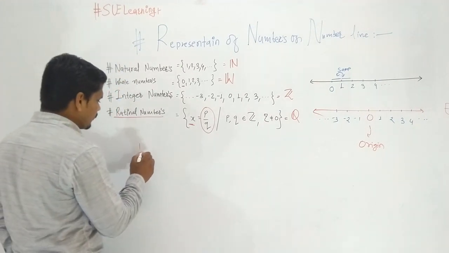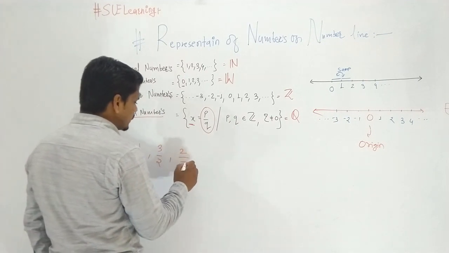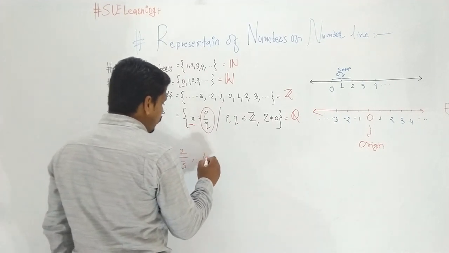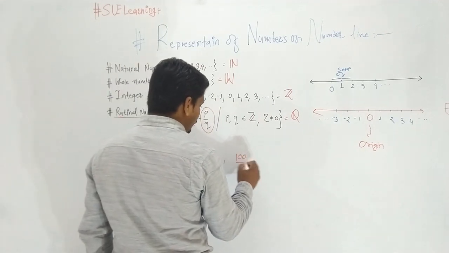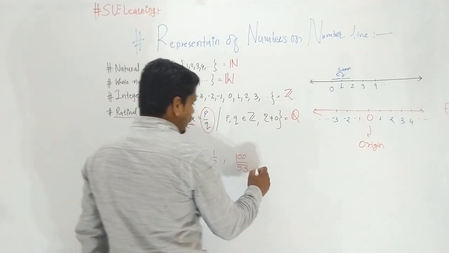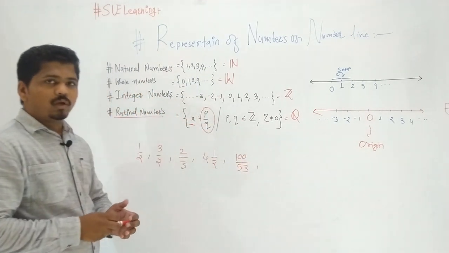Rationals are nothing but fractions. For example, I am taking 1 by 2, 3 by 2, 2 by 3. Like these numbers here, 4 1 by 2, then 100 by 50, 100 by 53. For example, these kinds of numbers you want to plot on your number line.